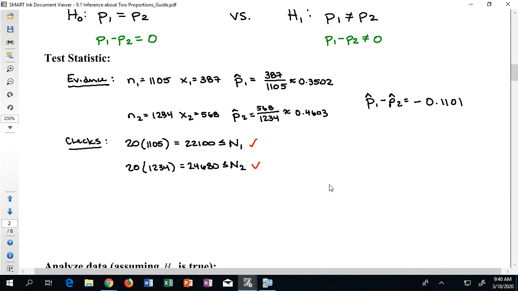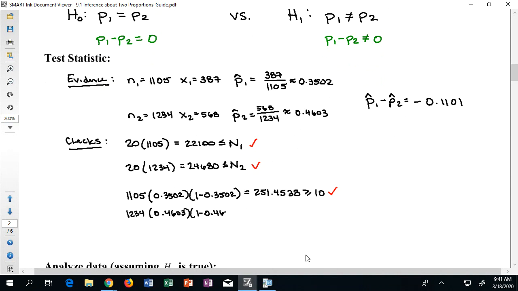These would be the checks where I have to take this value times the value for p-hat, which in this case is my 0.3502, and then my 1 minus 0.3502. And I want to check to see if that is going to be greater than or equal to 10. I ended up with 251.4538, and so indeed, this is bigger than 10. When I check for the females, I have to use the percentage 0.4603, and then 1 minus 0.4603, and I end up with 306.5551.